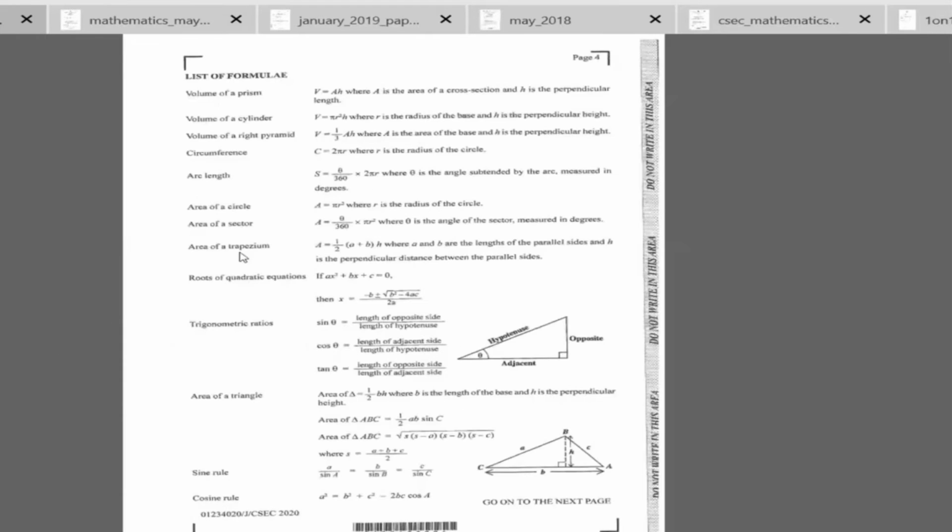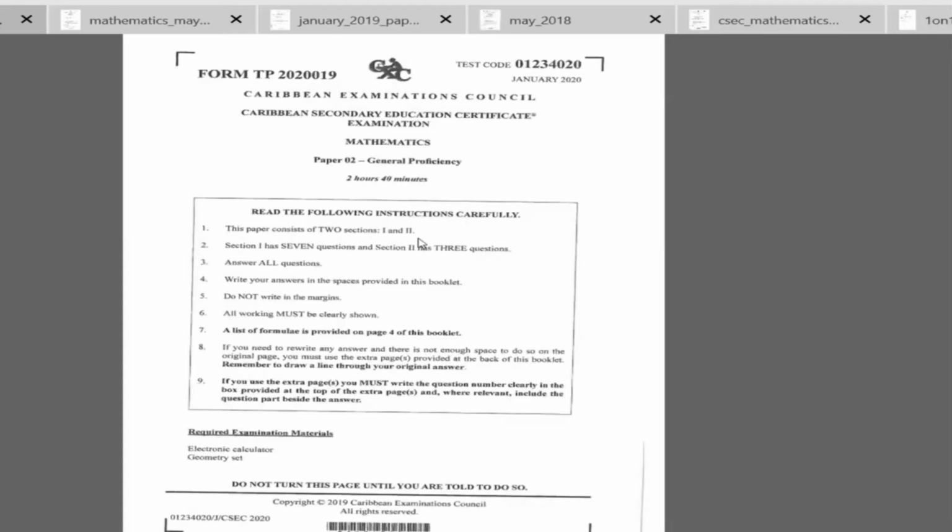So always read through the instructions. It has 2 sections. Section 1 has 7 questions. Section 2 has 3. We do everything in the paper, and it says, write your answers in the spaces provided in the booklet, which we have right here. All workings must be shown clearly, so always show all your working. A list of formulas is provided on page 4, which is the next page. And if you need to rewrite any answer and there's not enough space, then you need to ask for an extra booklet.